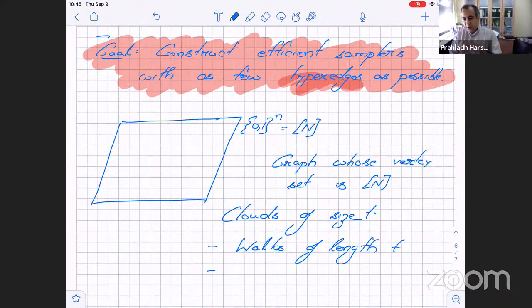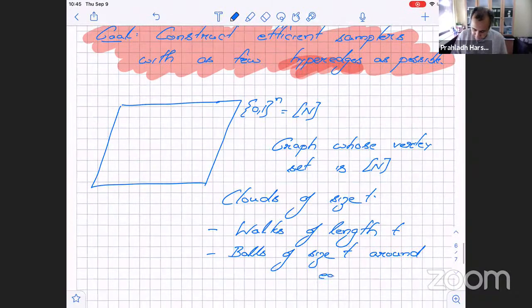The other possibility is you take a vertex and take a small ball of vertices around it: take one step around it, take 2 steps around it, and take balls of size t around all the vertices. Okay, this is one way: if I am given a graph, how do I come up with clouds of size t? These are various ways in which I can come up with clouds of size t given a graph like this.